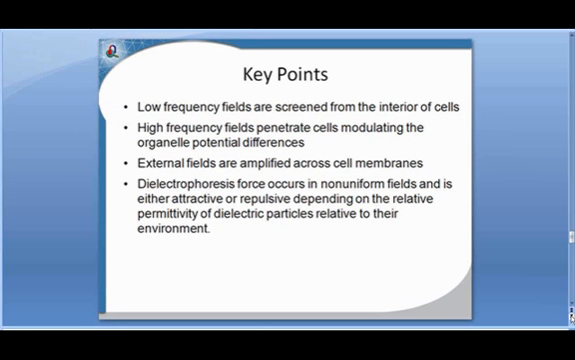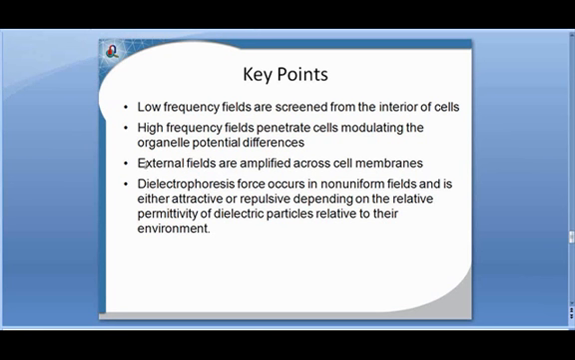Well, I just want to go over a few of the key points that we've talked about in the previous simulations here, or the key modeling elements that we've gone over. The first, we had low-frequency fields are essentially screened from the interior of cells, and high-frequency fields penetrate cells, modulating organelle potential differences. So far we've been conducting simulations using the AC conduction module and electrostatics conduction module.